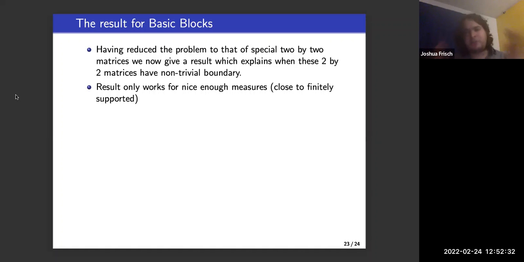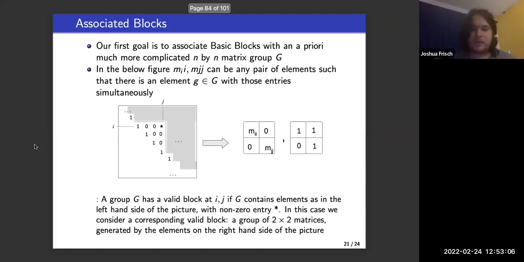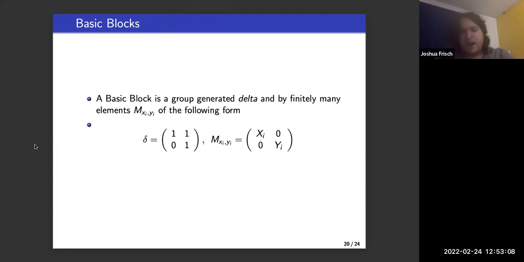Symmetricity is a vital assumption here, even for the one-dimensional lamplighter group, right? Even for these groups which I mentioned earlier, which have trivial boundary, if you lose symmetricity or some sort of weakening of symmetricity, pretty quickly boundaries have a tendency to be non-trivial, right? So let's say we have a basic block. So this is this very special form of 2x2 matrices. And let F_B be the minimal field which includes all these values, x_n divided by y_n. Right, so I have these x_i and y_i, and then I look at the quotients, and then I look at all these quotients.